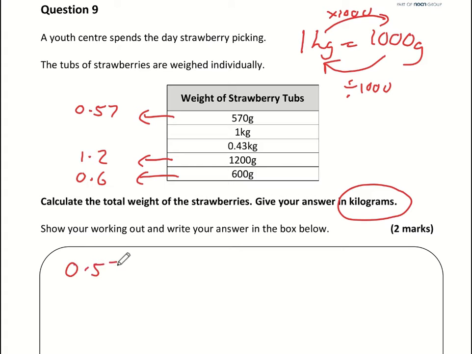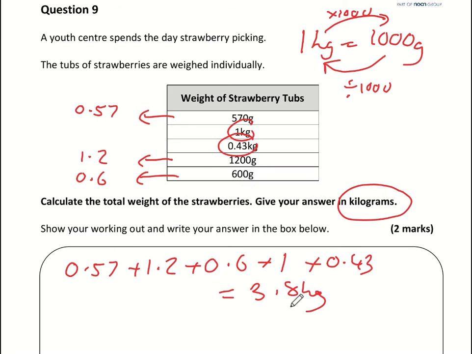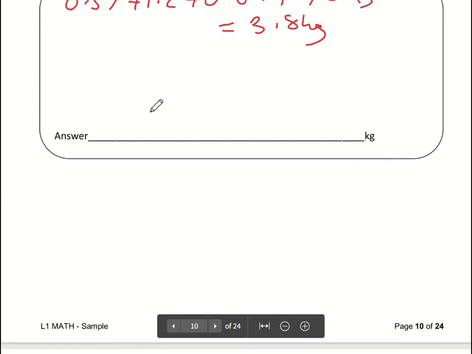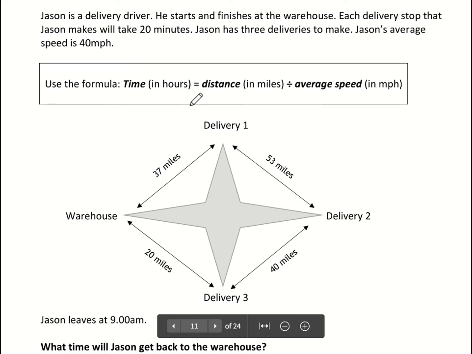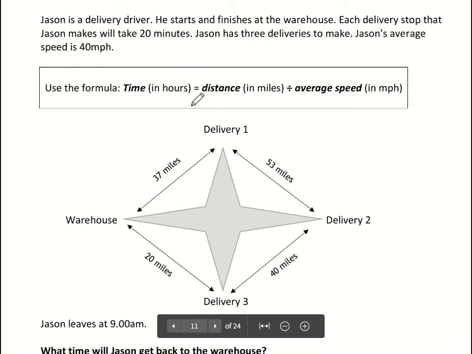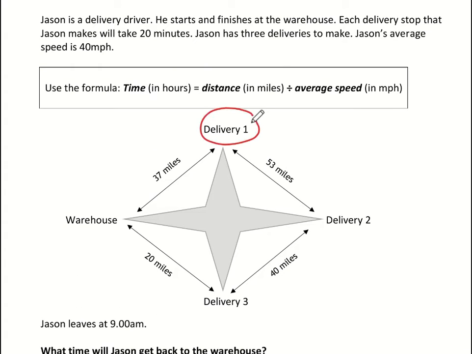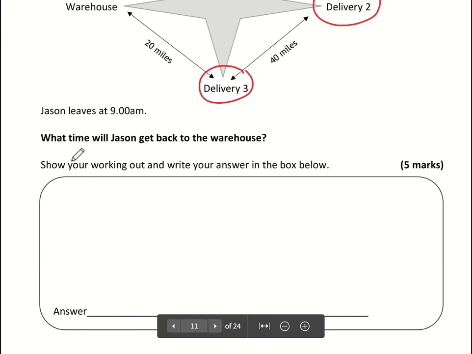So 0.57 plus 1.2 plus 0.6 plus 1 kilo plus 0.43. If we add all of those together, we get a total of 3.8 kilos. There we go. So that is our final answer, 3.8. Okay, moving on to question 10. So we know that each delivery takes 20 minutes. So there's 20 minutes there, 20 minutes there, and 20 minutes there. So that is going to be 3 lots of 20 minutes.